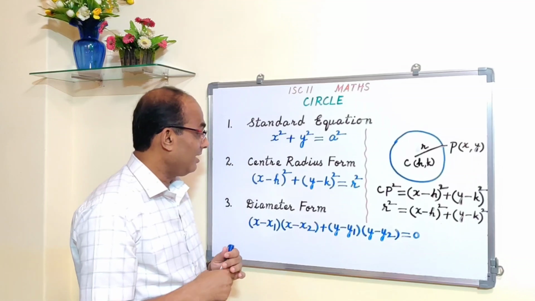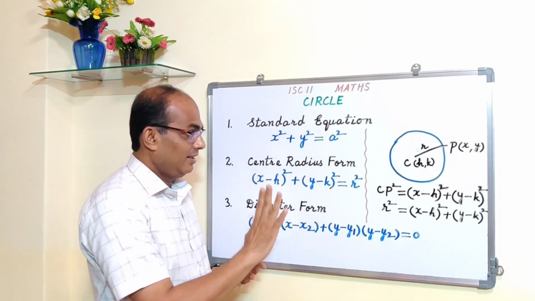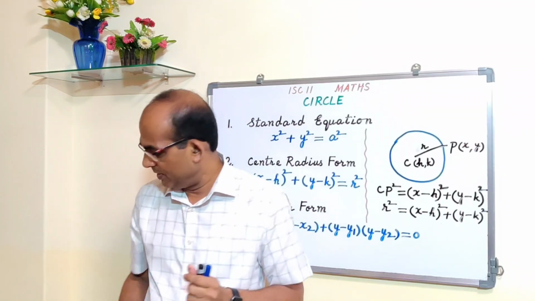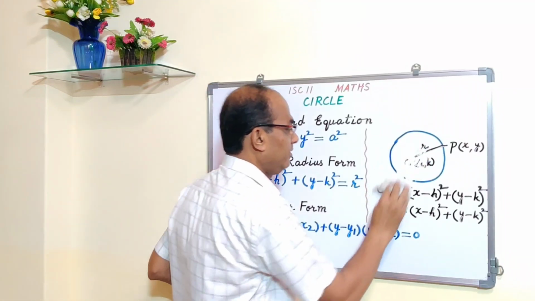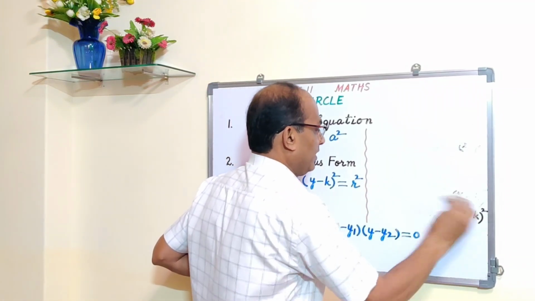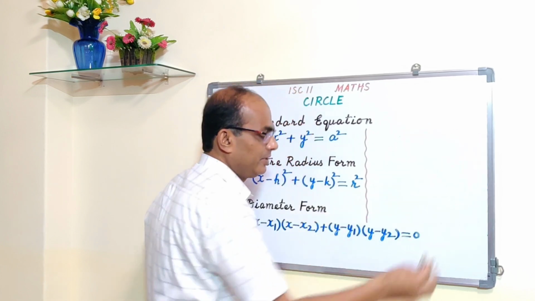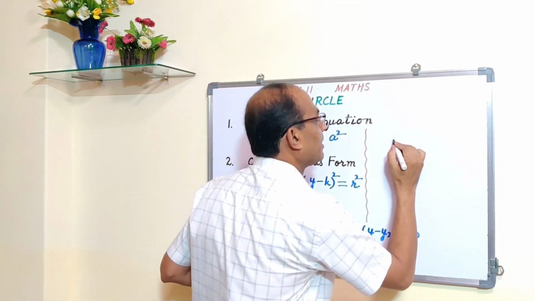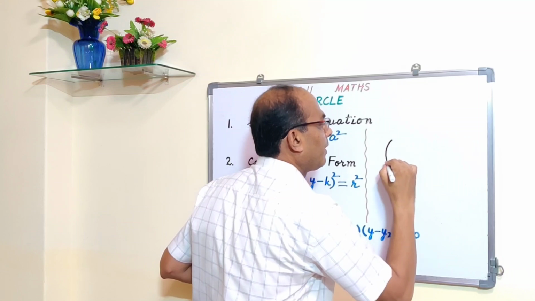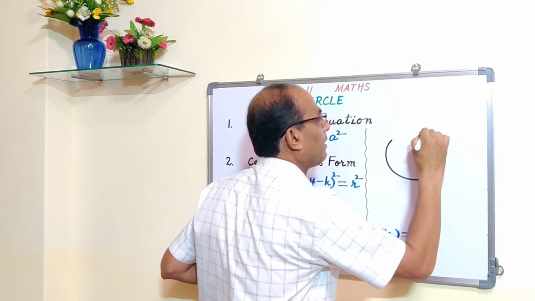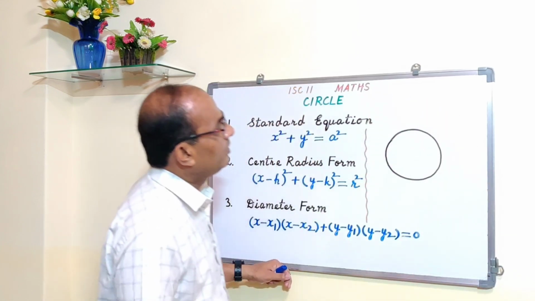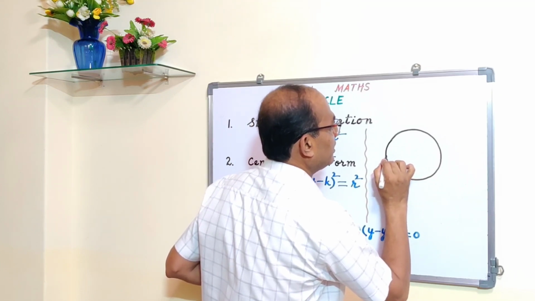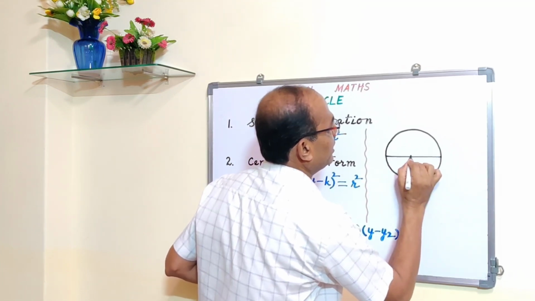The third one is diameter form. In this case, the coordinates of the ends of a diameter of the circle will be given. Okay, so have a look. That is also easy. There is a circle and the coordinates of the ends of the diameter are given. Suppose this is the circle. Suppose this is the diameter. This is center C.